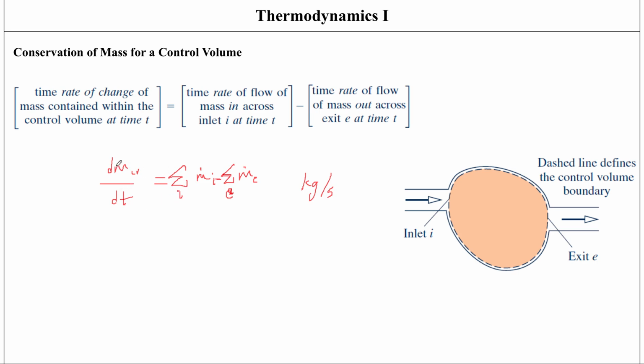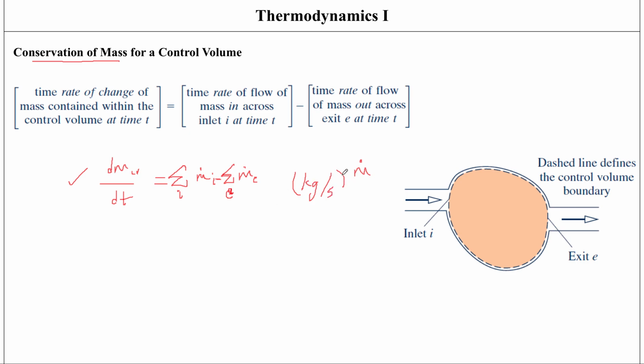So this expression over here is called the mass rate balance for control volumes, and it is applicable for several inlets and exits. This statement, written in the form of words, is called the conservation of mass principle for a control volume. Just remember that this is the mass rate balance, and m dot represents the mass flow rate, and the units for this are given in kilograms per second.